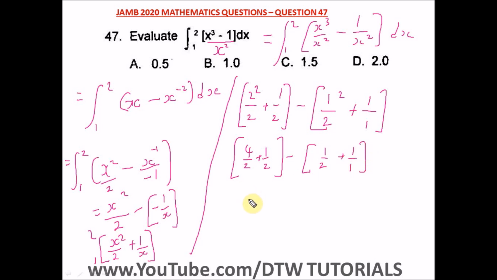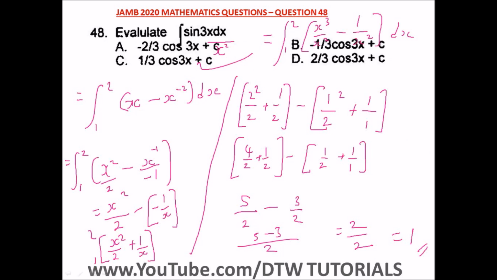When we solve for this, we have 5 over 2 minus 3 over 2. LCM here 2, we have 5 minus 3 is equal to 2 over 2 is equal to 1. Hope we all got that. This is our B. I'll go to the next question.